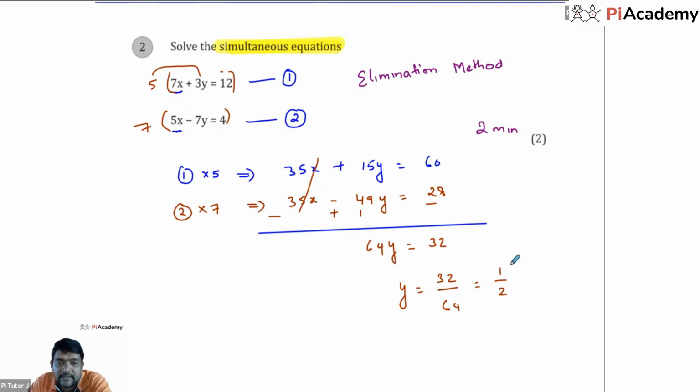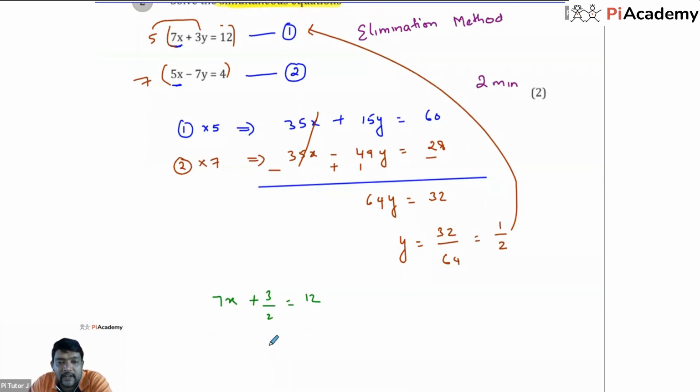See, if you place y equal to 1 over 2 in equation 1, you get 7x plus 3 over 2 is equal to 12. If you simplify this, you get x equal to 3 over 2. So you have x equal to 3 over 2 and y is equal to 1 over 2. Does this make sense?